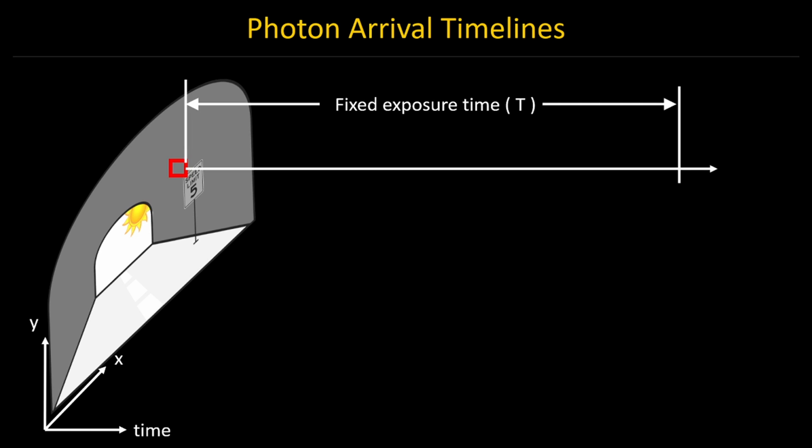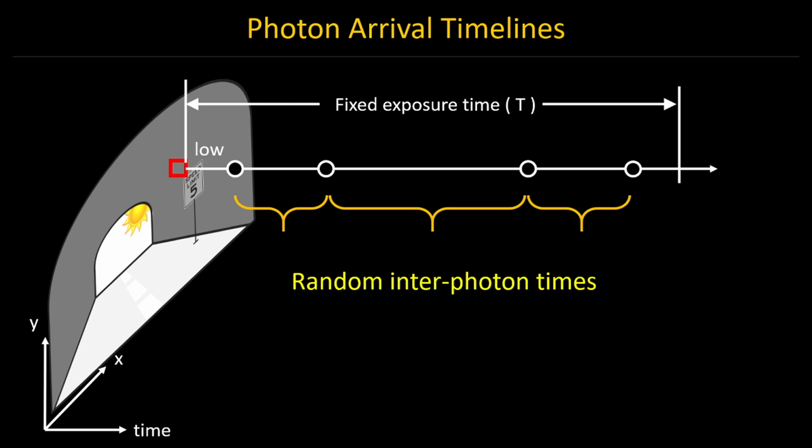Let's look at one pixel in this image. We will collect photons for a fixed exposure time. For this darker scene point, there will be very few photons arriving, so the photon arrival timeline might look something like this. Because photons arrive randomly, the gaps between photons will not be the same. We call the time between consecutive photons inter-photon times.